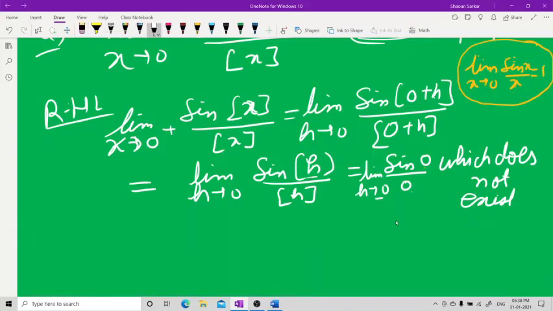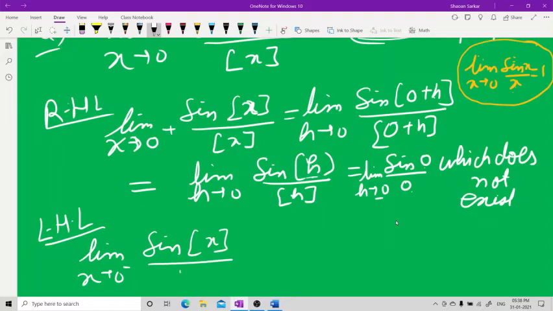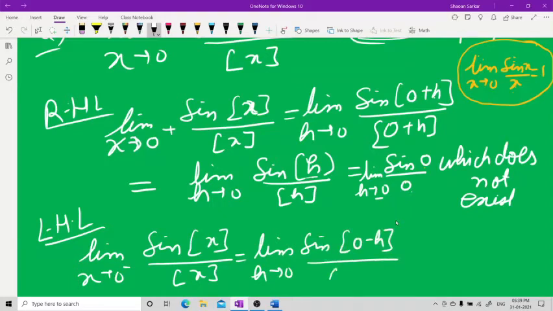We will see the LHL part. LHL: limit x tending to 0 minus of sin of the greatest integer function of x upon the greatest integer function of x, that is the floor function. Limit h tending to 0 of sin of the floor of 0 minus h upon the floor of 0 minus h. Now the number line is like this. This is your 0, this is your h, this is your minus 1, and minus h will come to minus 1.